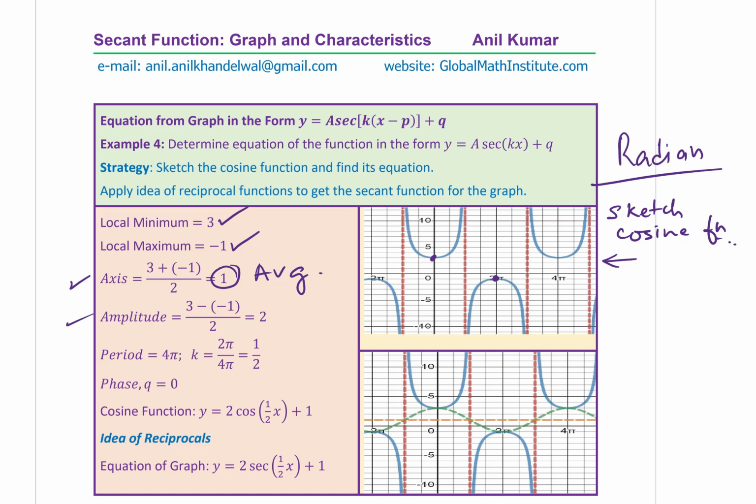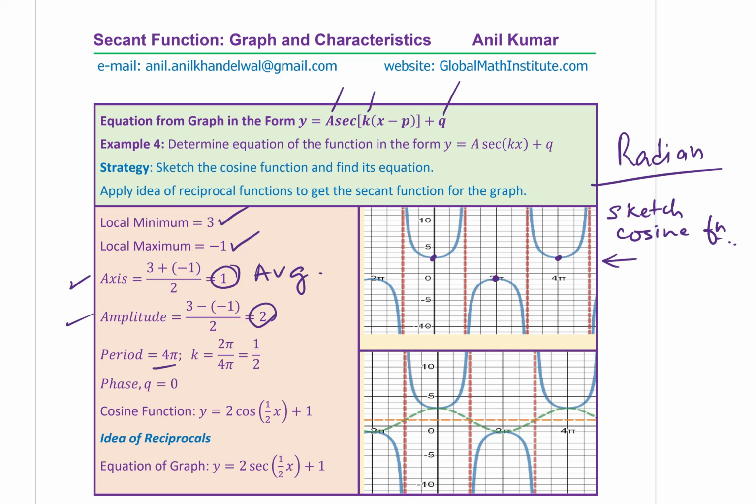The amplitude is the difference of these two values. You get amplitude as 2. Right? So we got the value of amplitude. We got the value of q from these two. Perfect. Now let's look into the time period. Well, these two local minimums are 4 pi apart. That means the period is 4 pi. The value of k will be 2 pi divided by 4 pi, which is half. So we get the value of k as half.